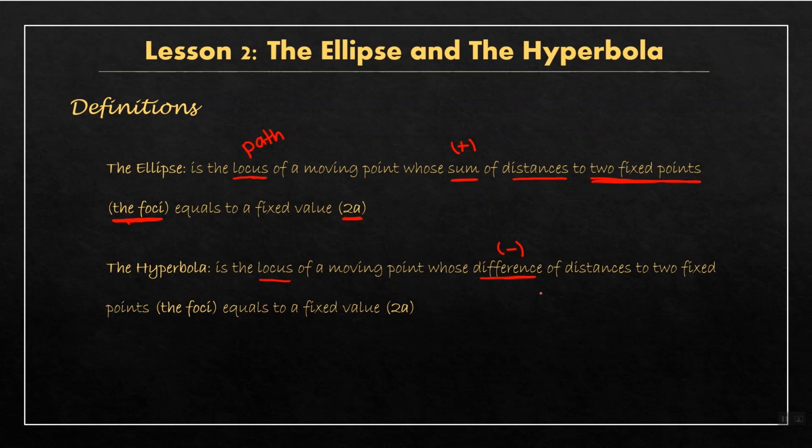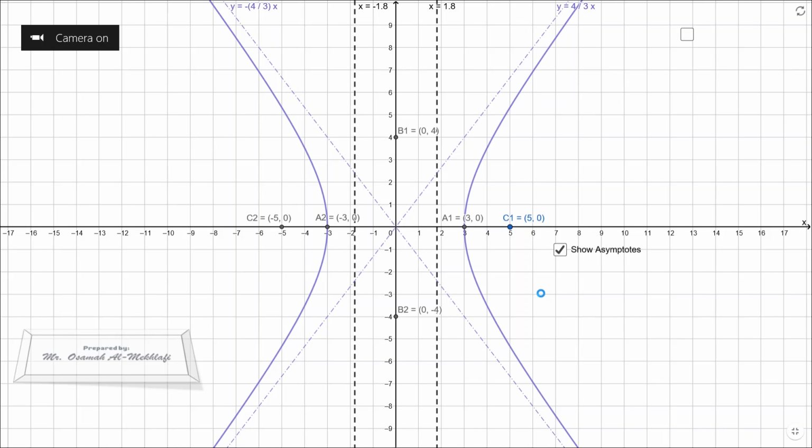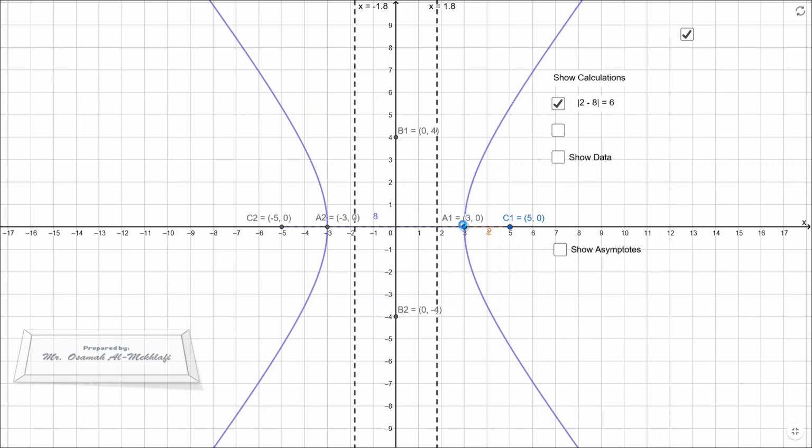Okay, so let's show you a hyperbola. So this is a hyperbola, okay? You see these two blue lines, that is the hyperbola. Let's show you the calculation. Now look at this. If I have a point here and I start to move this point, let's hide the asymptotes. I'm moving this point here, okay?